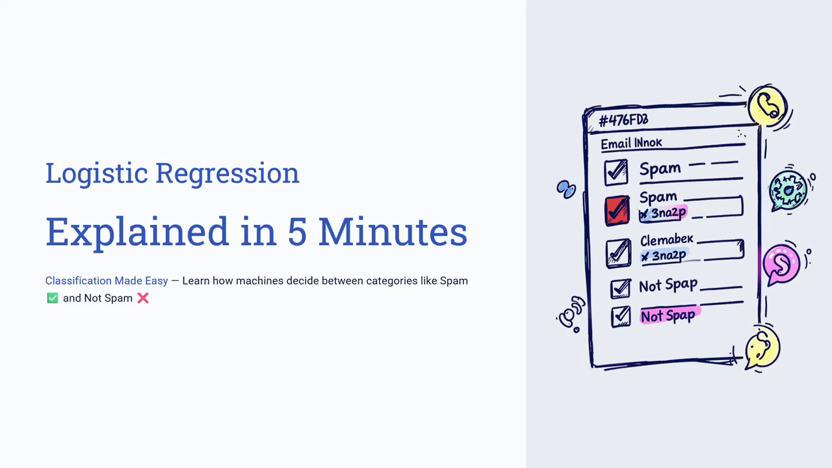In our previous video, we learned about linear regression and some of the numerical problems using it. But what if we don't want to predict a number? What if we want to predict a category, spam or not spam, pass or fail, disease or healthy? That's why logistic regression comes in. Let's understand it in a simple way.